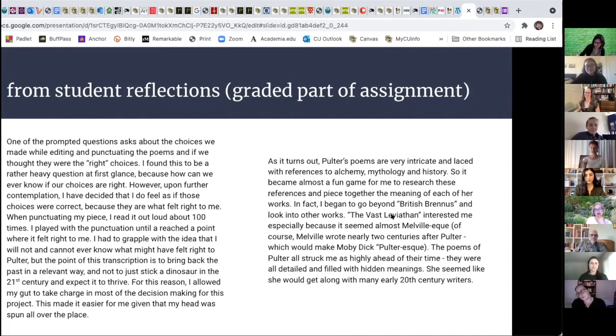And again, this was not really the point of this assignment from my perspective, to get these students to think of Pulter as somehow modern. And yet they ended up doing this work and coming to these conclusions on their own through this process of editing, which I found really exciting.